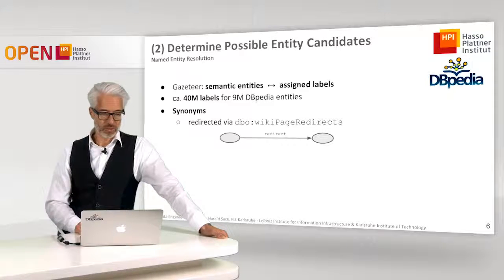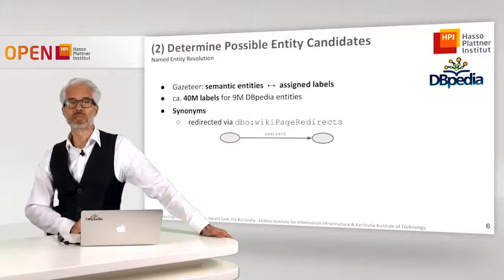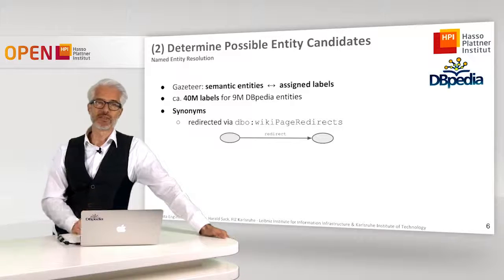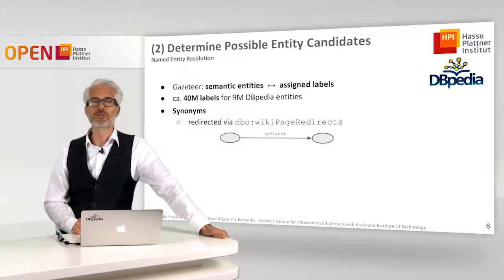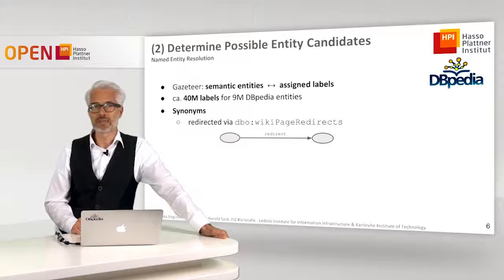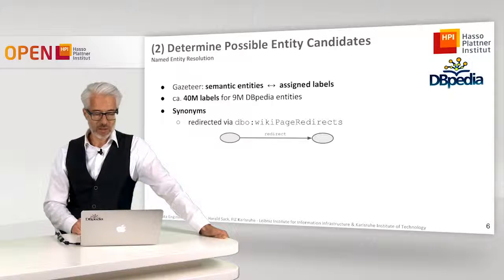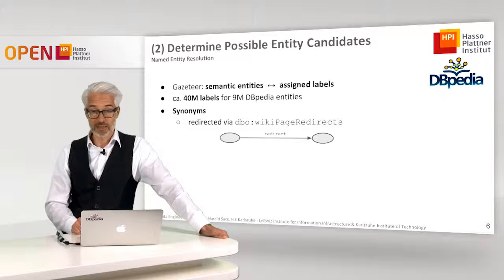And for the last version of DBpedia, there were about 40 million labels for 9 million DBpedia entities. And as you see here, there are lots also of synonyms. So several names can be assigned to one entity. And in DBpedia, you will find this via the following connection. There will be a so-called redirect between 2 entities.